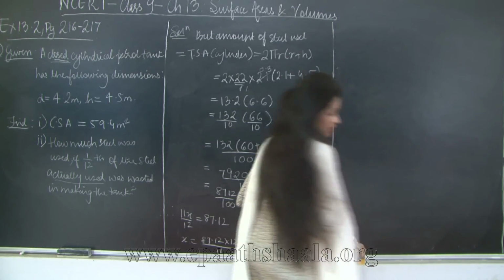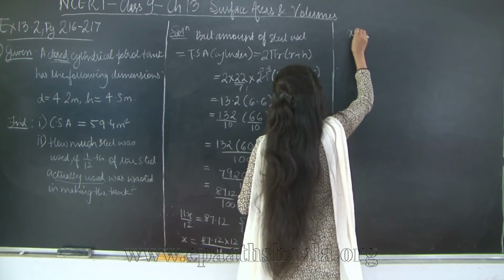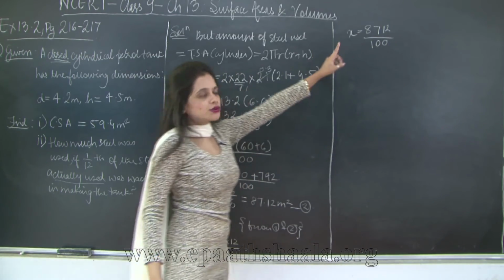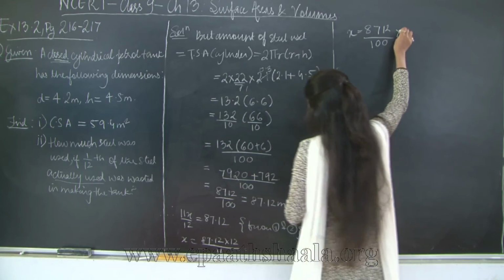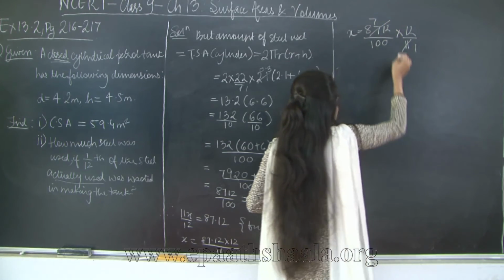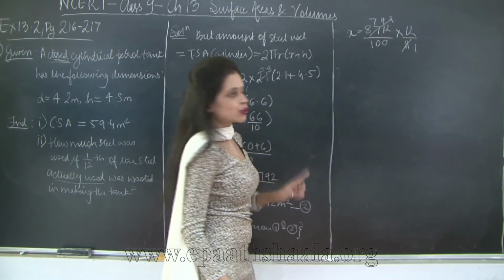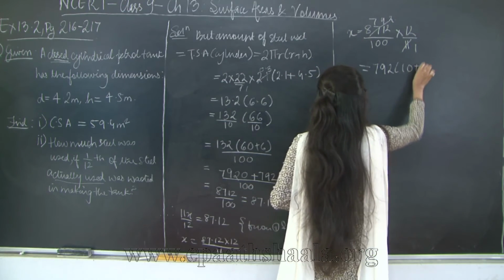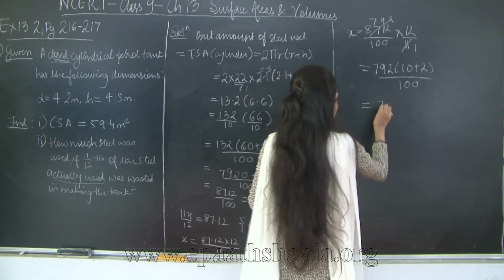Remember that X was the actual amount of steel used, okay? So now rewriting, what do I get? X is equal to 8712 upon 100. So what did I do? I just removed the 2 decimal places and I added 100 in the denominator, into 12 upon 11. So 11 ones are 11, 11 sevens are 77, 11 nines are 99 and 11 twos are 22. So 792 into 12. This can be further written as 792 into 10 plus 2 upon 100. Again using distributive law, what do I get?